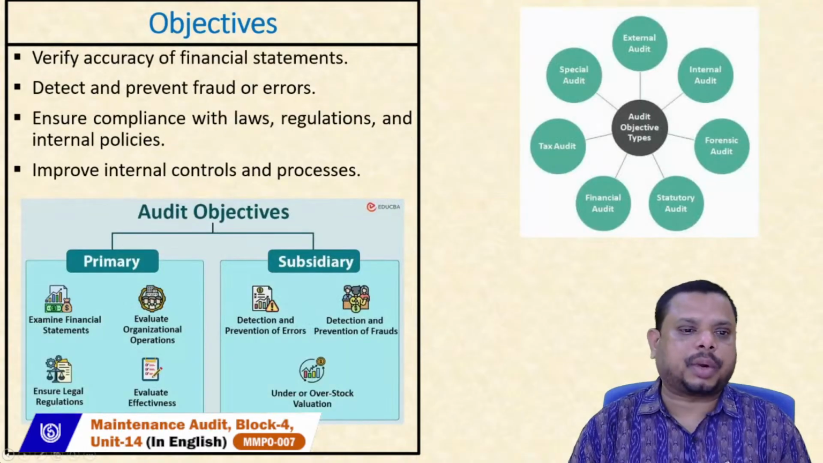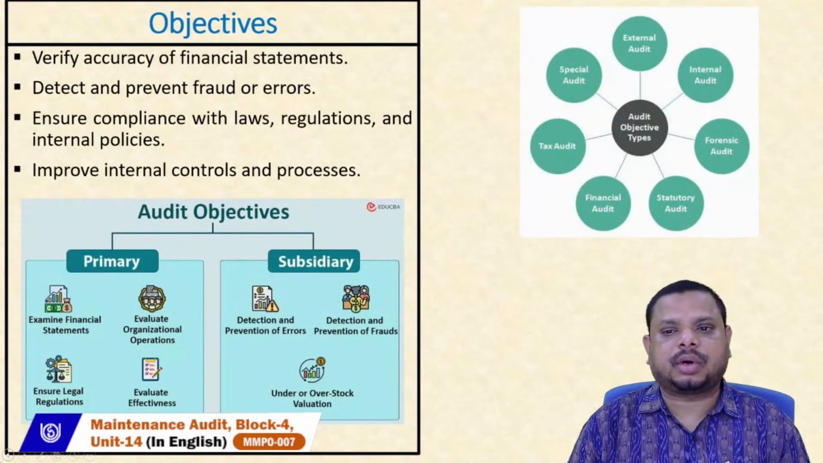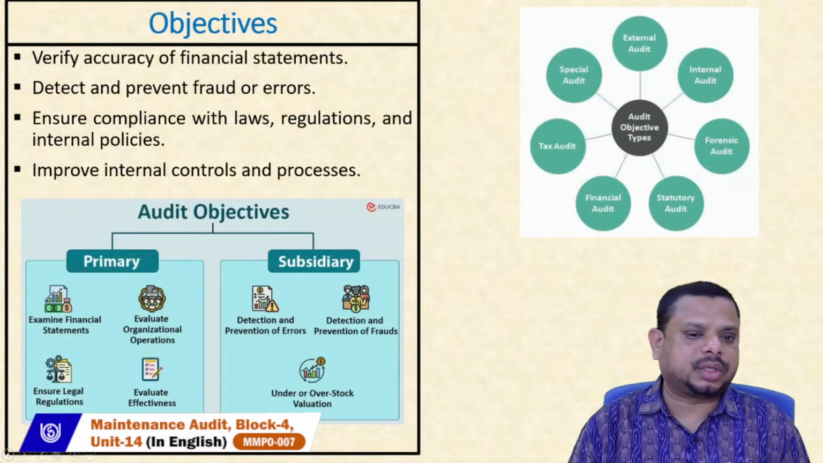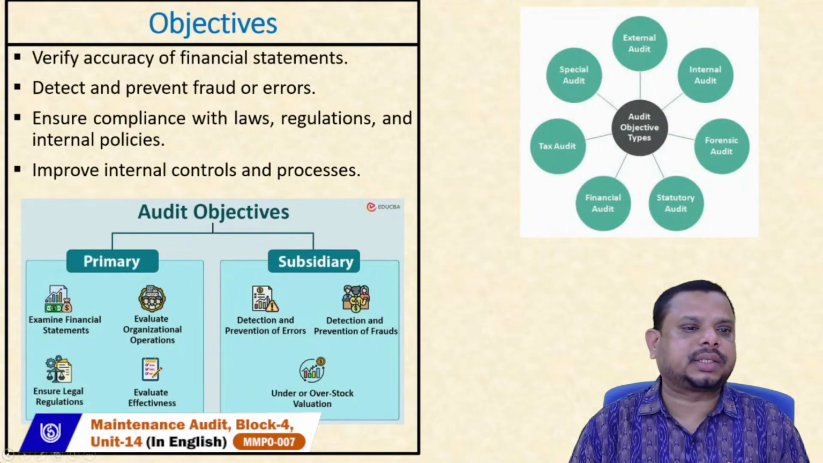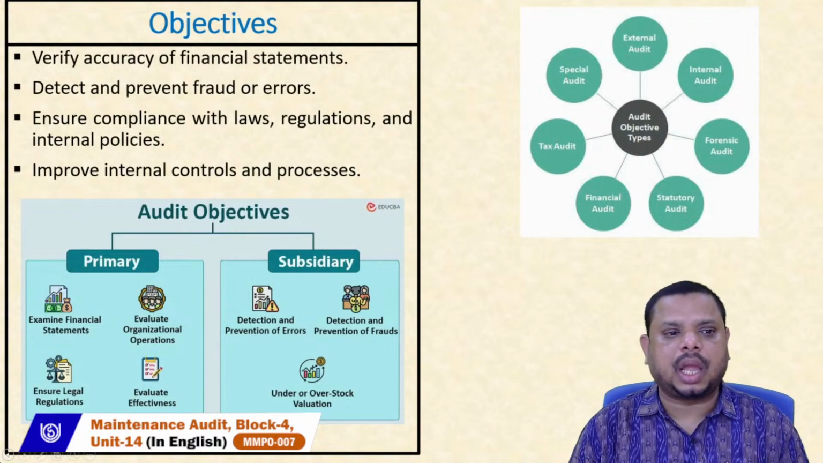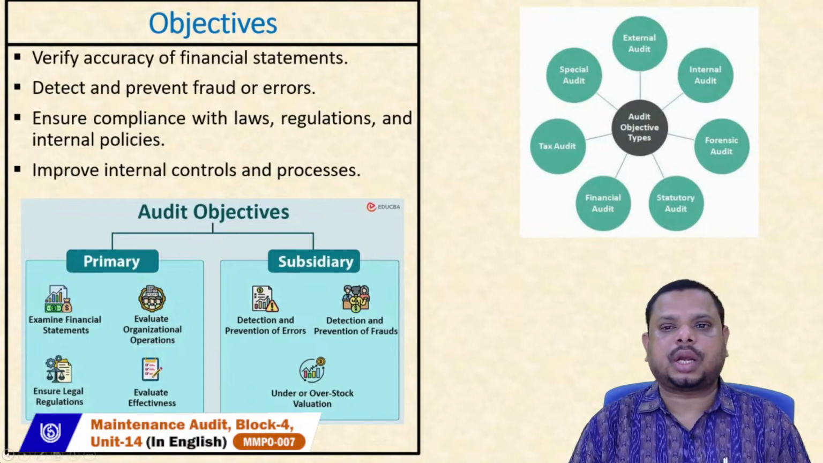Moving to the next important part. The next important part is known as the objective of audit. The objective of audit is basically to verify the accuracy of financial statements. The next is to detect and prevent fraud or error. The third one is to ensure compliance with laws, regulations, and internal policies. And the last important point is to improve controls and processes.